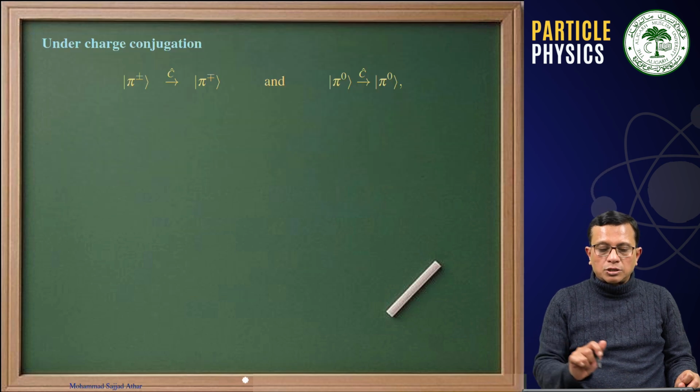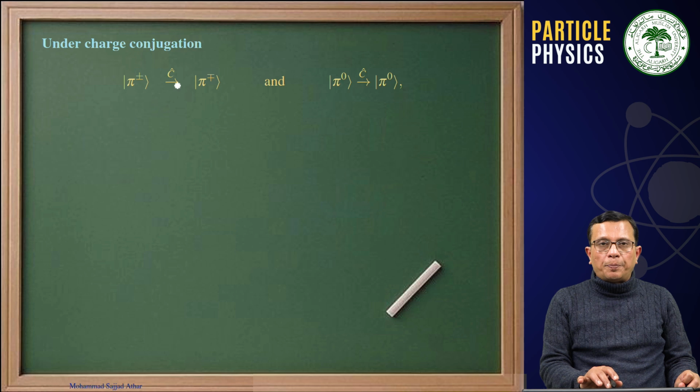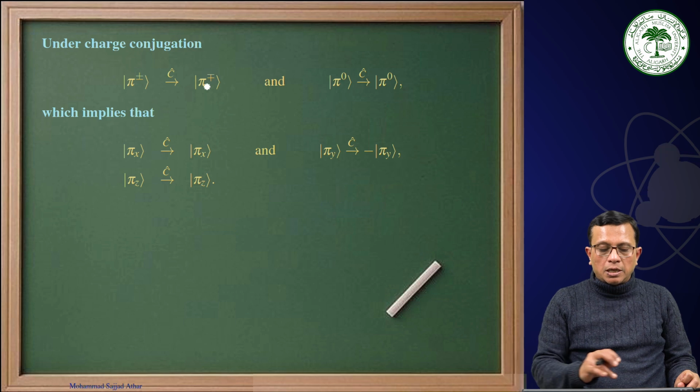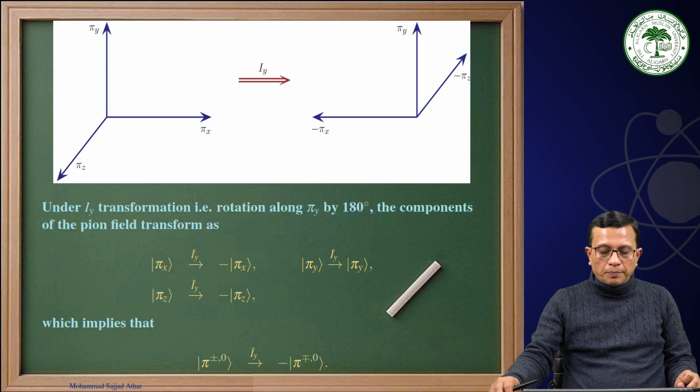Now, let us talk about pi plus minus. What happens when we operate by the charge conjugation operation? When we operate by charge conjugation, pi plus changes to pi minus, or pi minus changes to pi plus, while pi 0 remains unchanged. Now, which implies that, notice, what is my pi x?